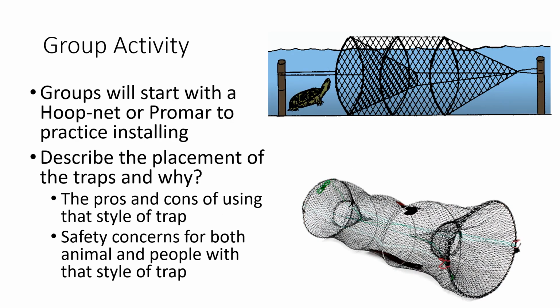So after that, we'll break into group activities. I'll have two types of nets stationed out in the classroom. These will be your standard hoop net, as seen in the top right, and our Promar net, our smaller turtle trap in the bottom right here. And with these, they can kind of get a feel for dry run testing them out.